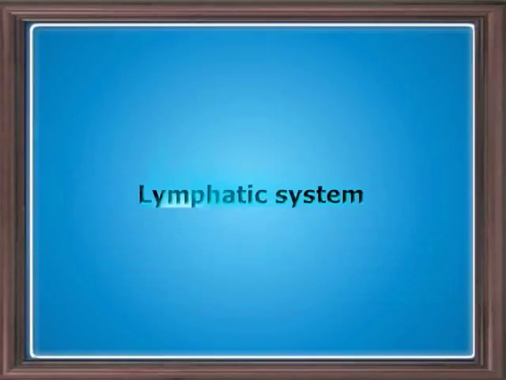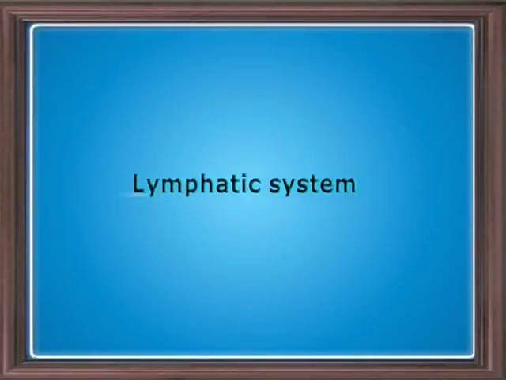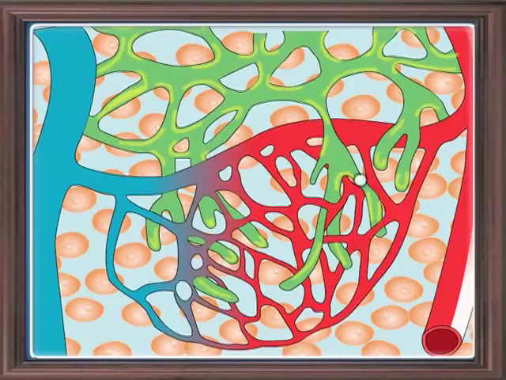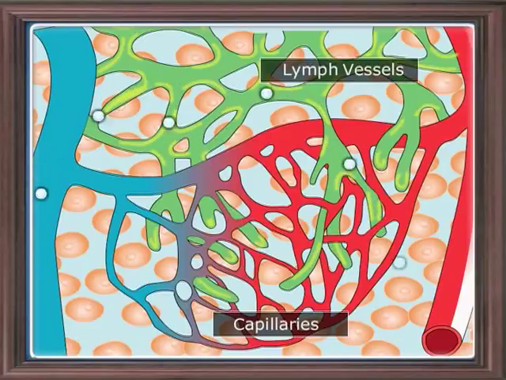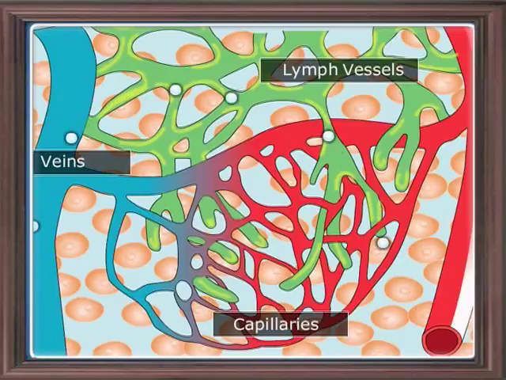What is lymphatic system? Lymphatic system. Protein and tissue fluids cannot enter the blind-ended capillaries. They are carried by lymph vessels. A number of such vessels join and empty their contents into larger veins.